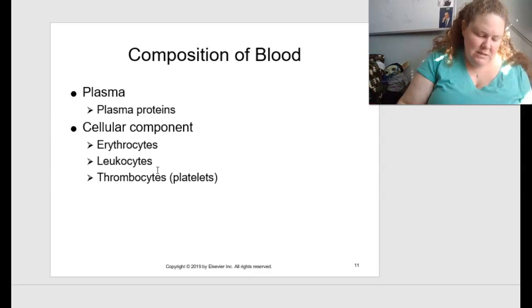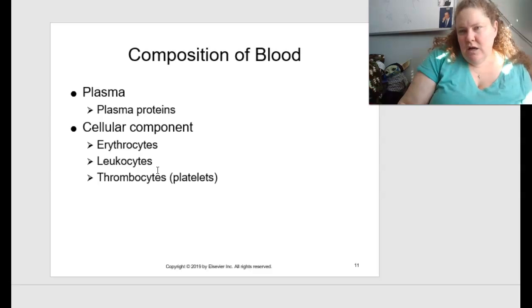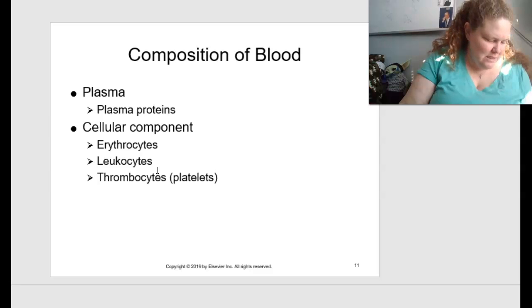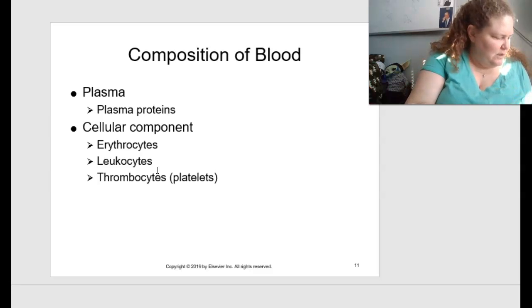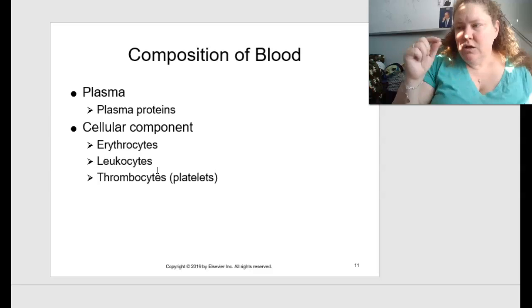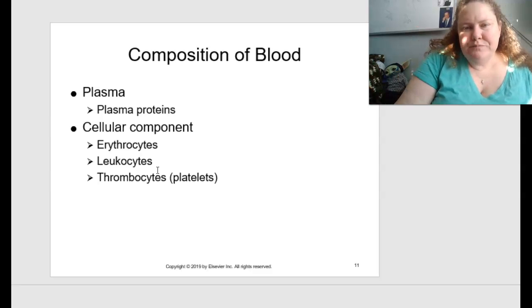And so your plasma is going to be the clear yellowish fluid that remains after the cells have been removed. And these are plasma proteins, where your cellular components are going to be the erythrocytes, the leukocytes, and the thrombocytes, or the platelets. And you can see this as you spin out blood, you separate it from the red cells to the white serum.